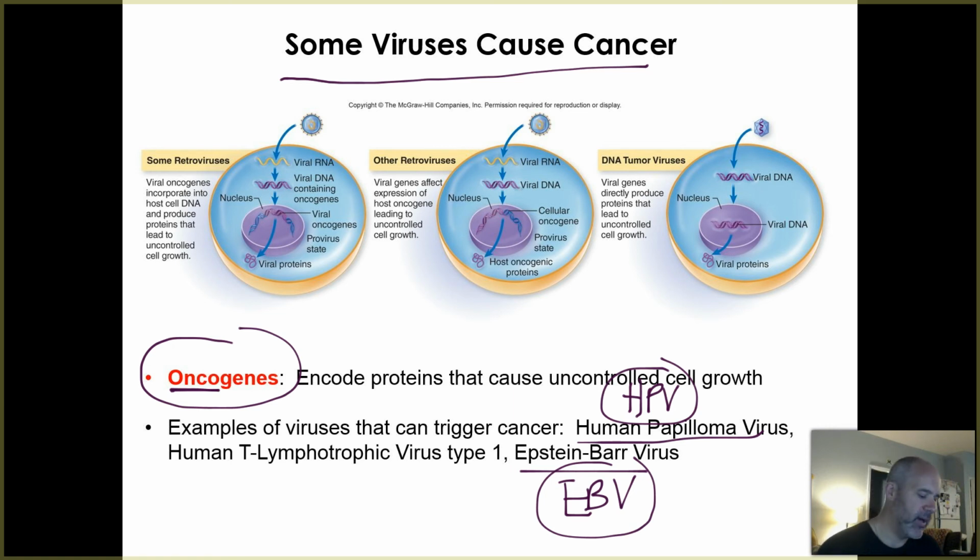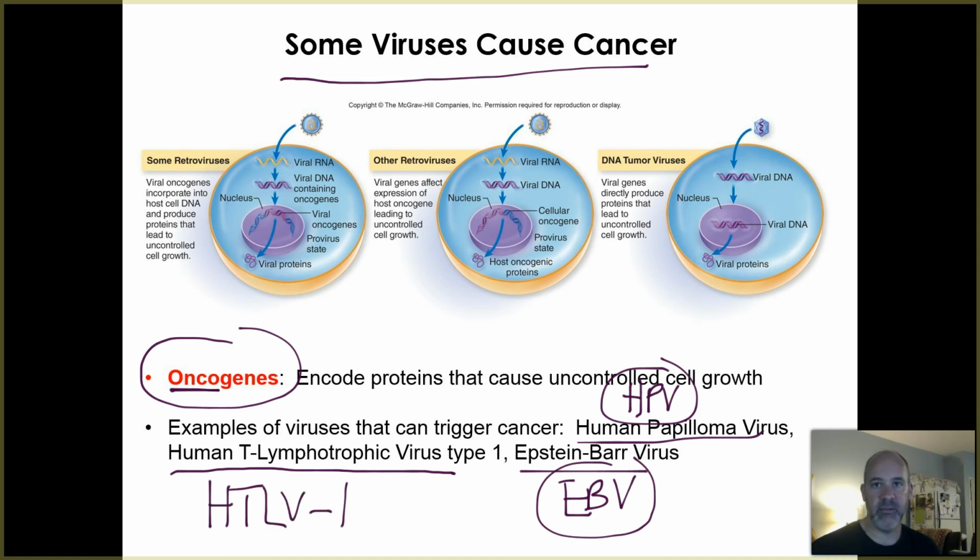There's another cancer-causing virus, human T lymphotropic virus type 1. That's kind of a mouthful. It's also called HTLV1, and it is a relative of HIV. It does not cause AIDS, but instead it can cause T-cell cancers, types of leukemia in some cases.